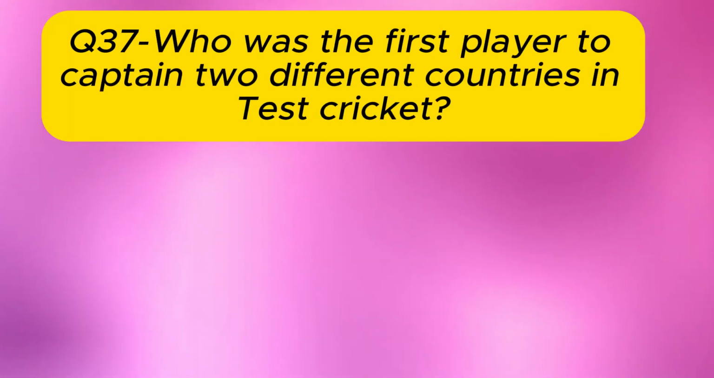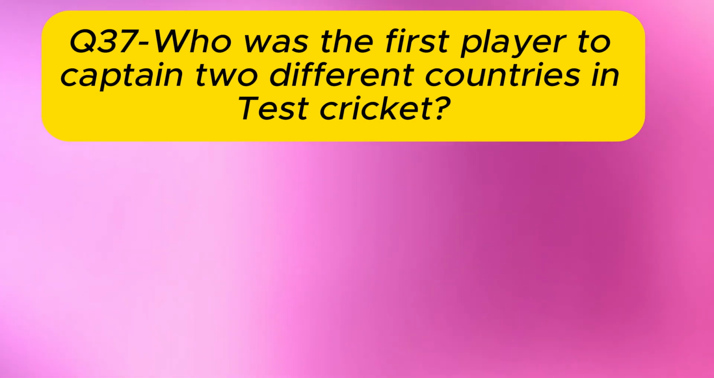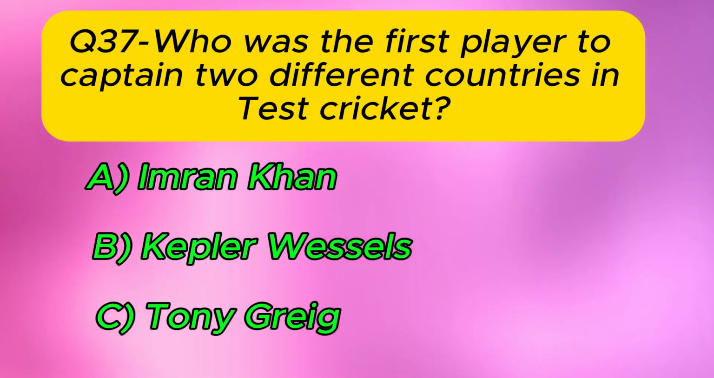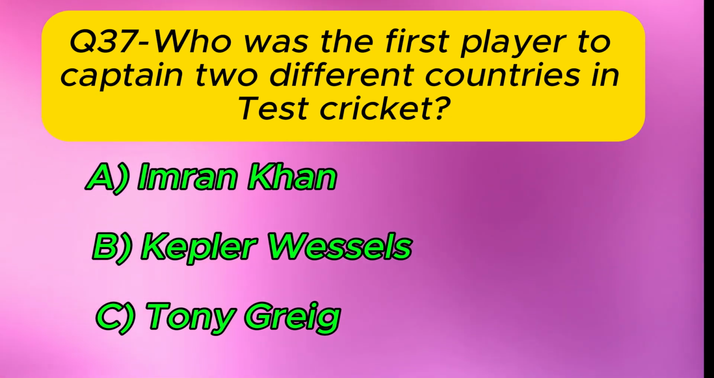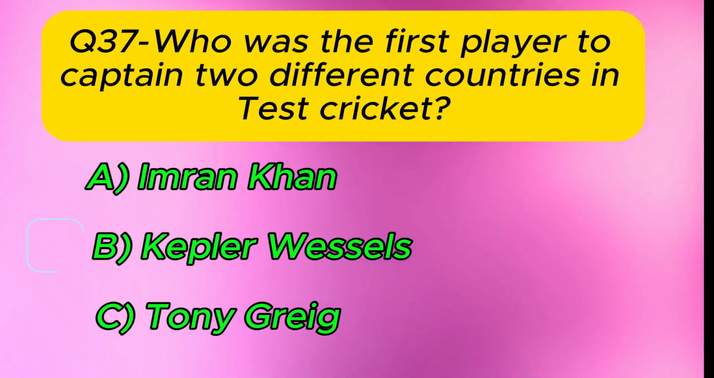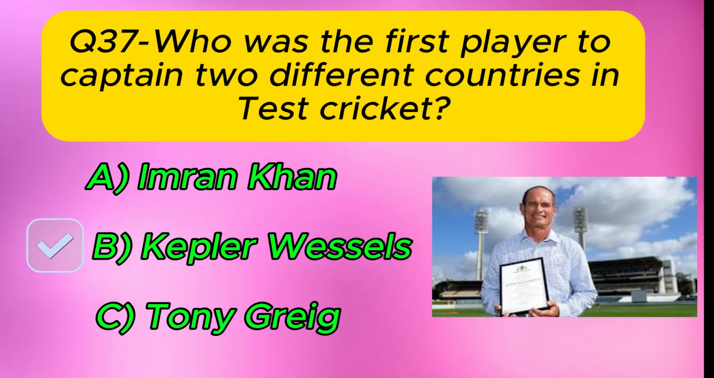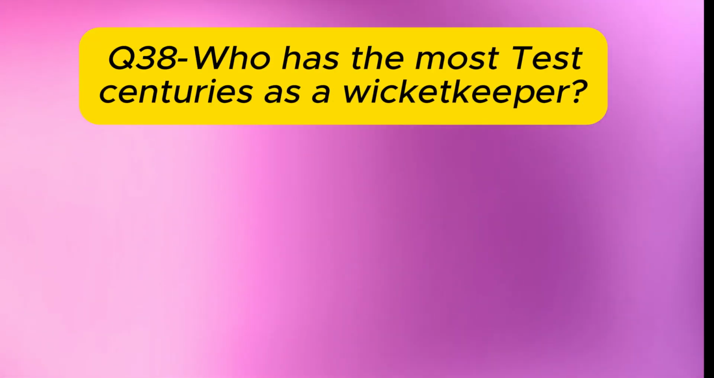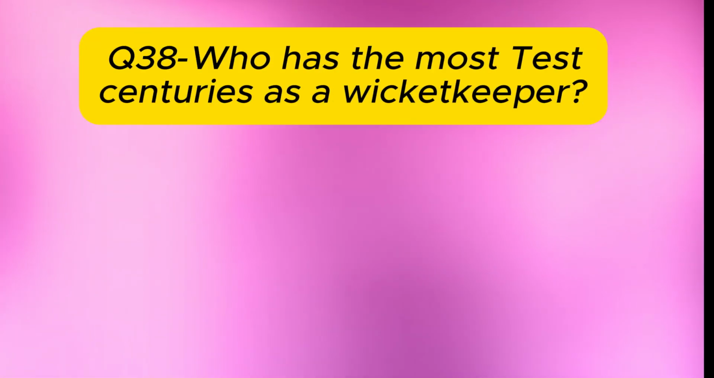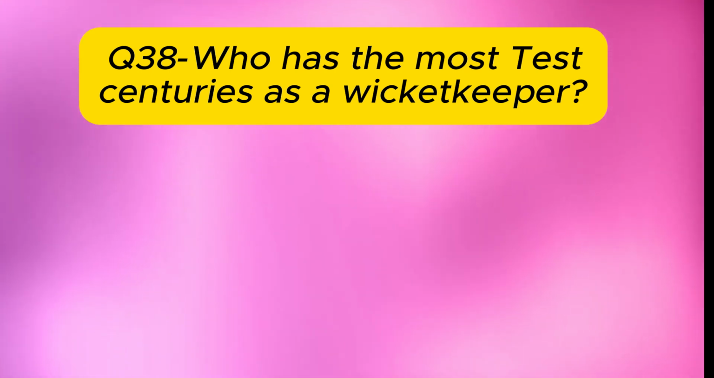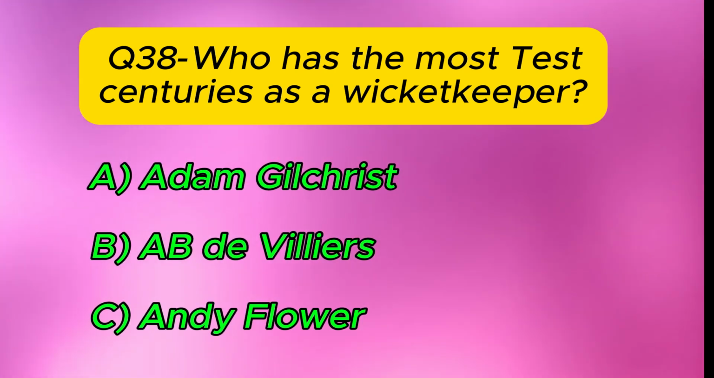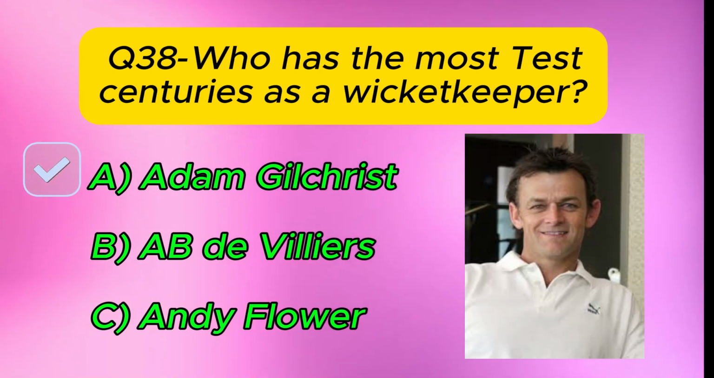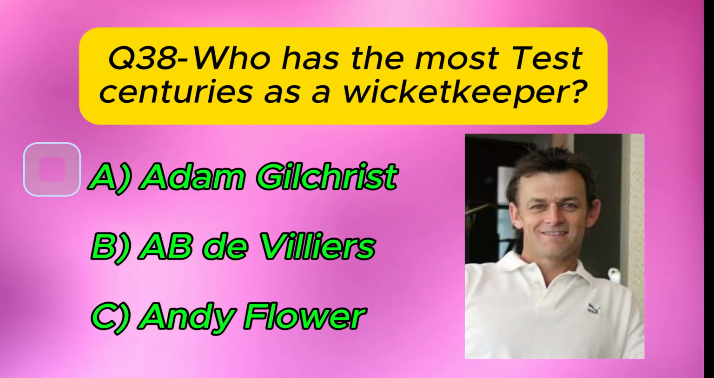Who was the first player to captain 2 different countries in Test cricket? Correct answer is option B, Kepler Wessels. Who has the most Test centuries as a wicket-keeper? Correct answer is option A, Adam Gilchrist.